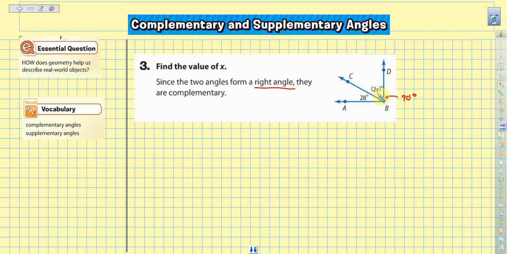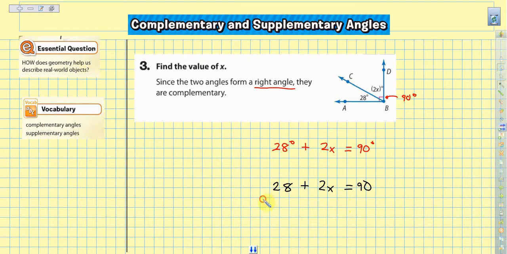So what does that mean? I could solve for x. I could take this angle, 28 degrees, angle ABC, and add it to angle CBD, or 2x. And I know that if I add these two angles up, it's going to equal 90 degrees. Okay, so let's lose the degree and let's just make our equation 28 plus 2x is equal to 90.